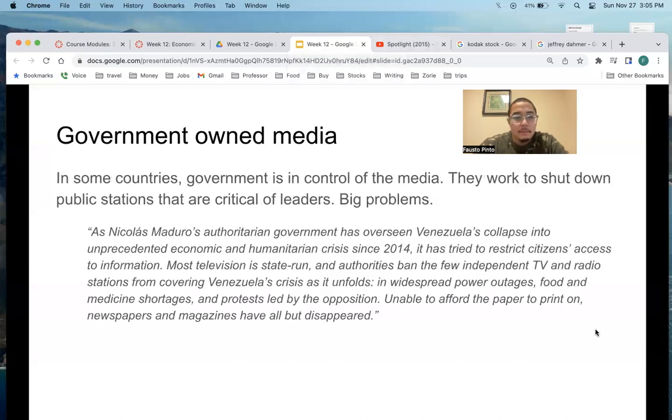Moving on, government-owned media. In some countries, we talked about this before, government is in control of the media. They work to shut down public stations that are critical of leaders. We're going to pass this because we already talked about this. You can pause the video and read about Nicolas Maduro in Venezuela.